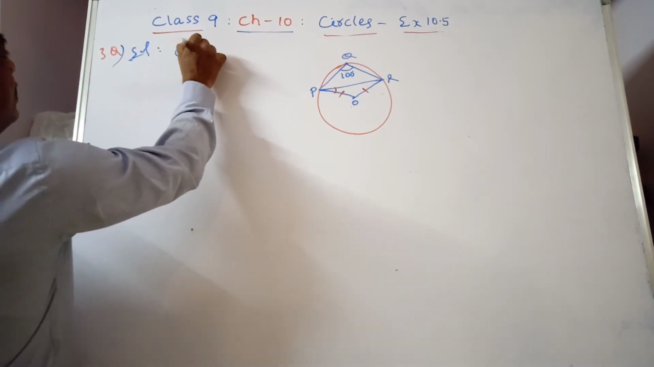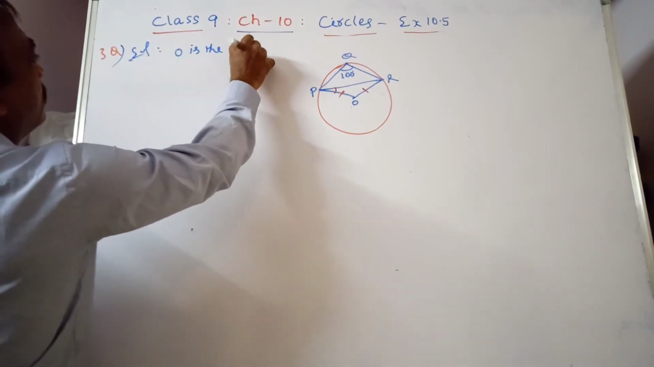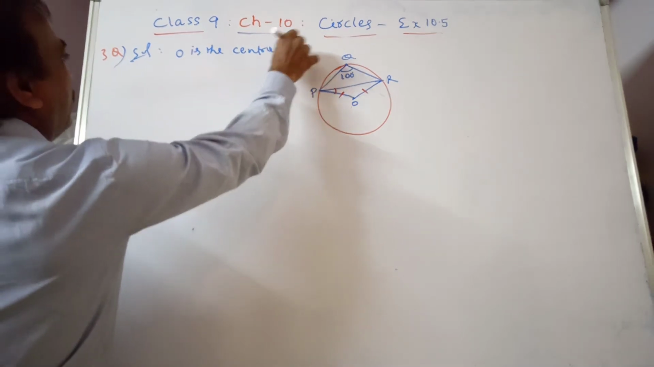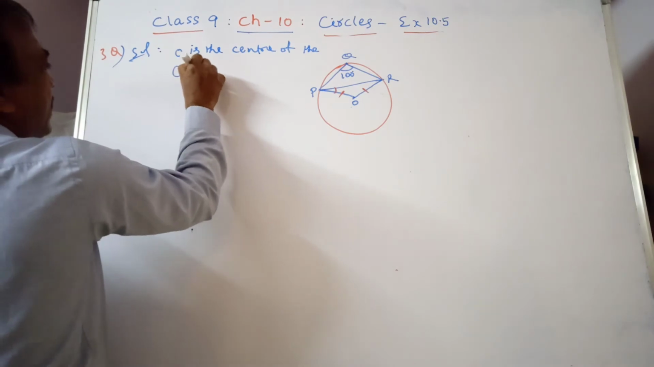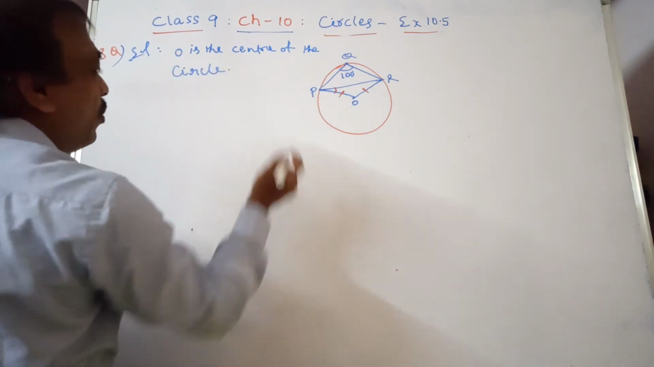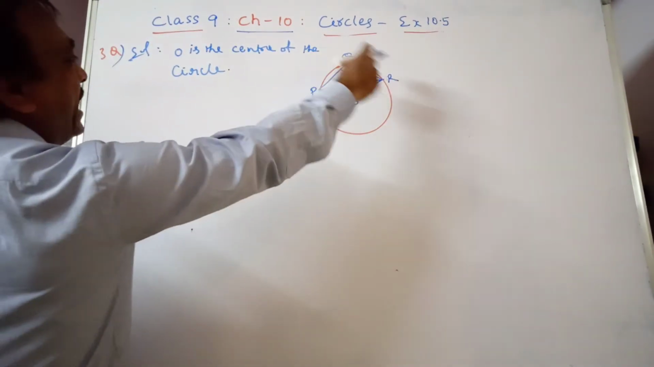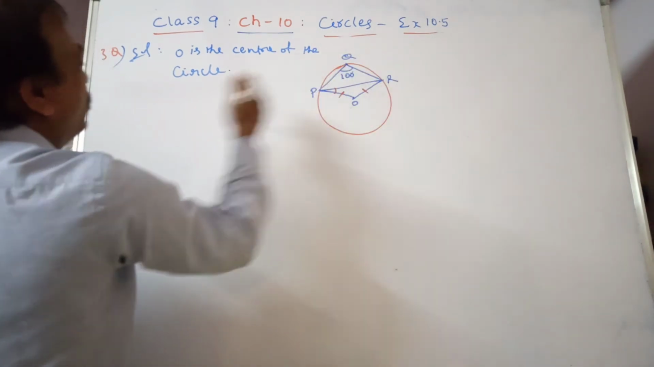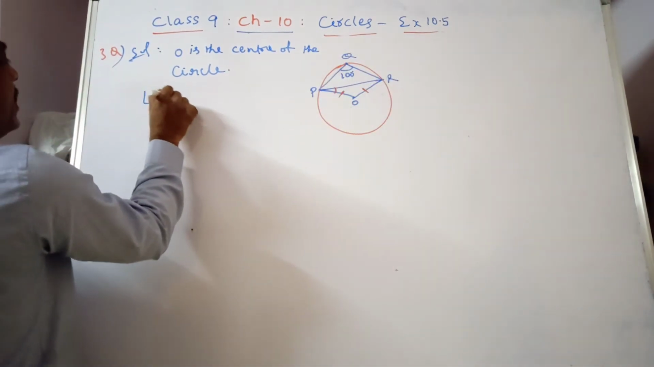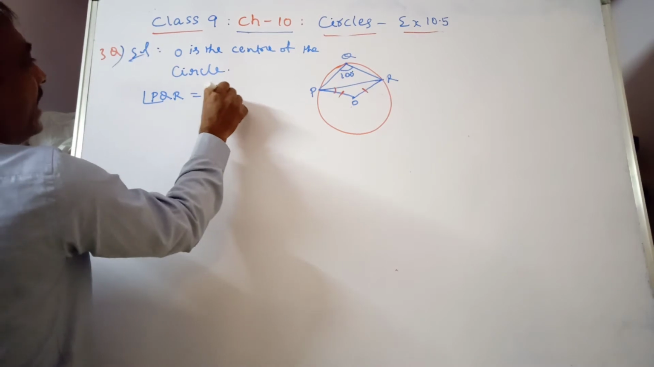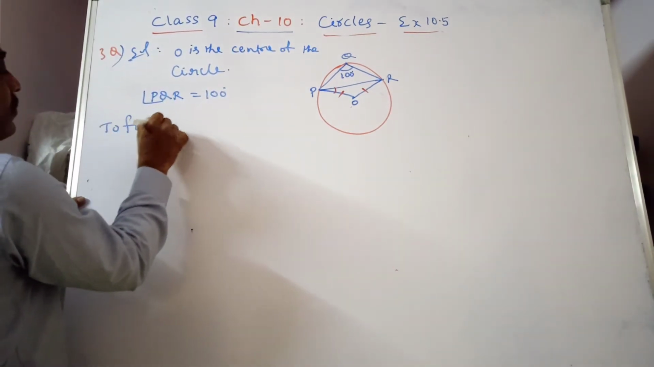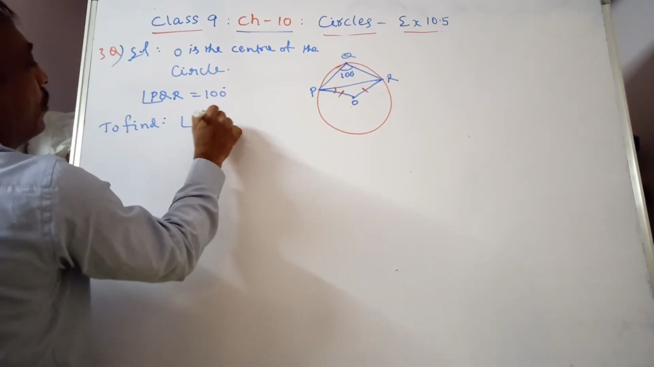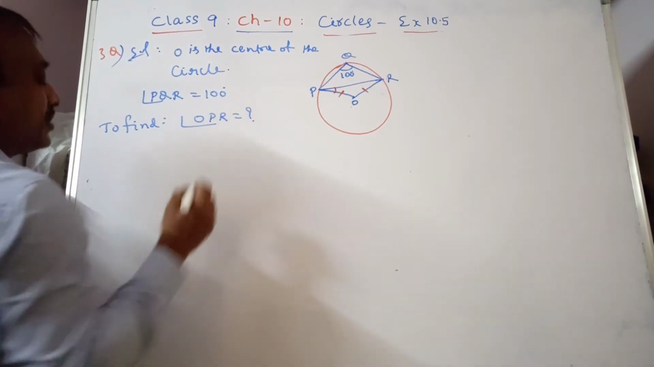O is the center of the circle. Now observe angle PQR. Angle PQR is equal to 100 degrees, which is given. What do we have to find out? Angle OPR is equal to question mark.